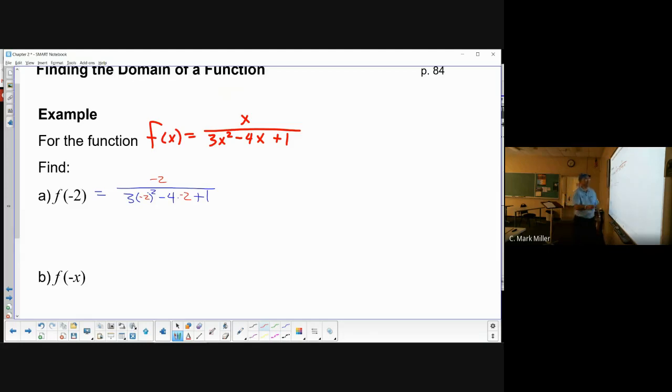So this is going to be minus 2 on top. 2 squared is 4 times 3 is 12. Minus 4 times minus 2. So 4 times minus 2 is minus 8. That's plus 8. Plus 1 is minus 2 over 21.